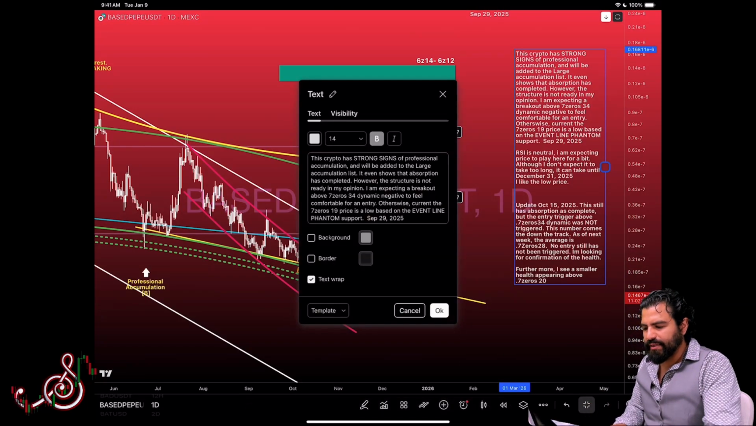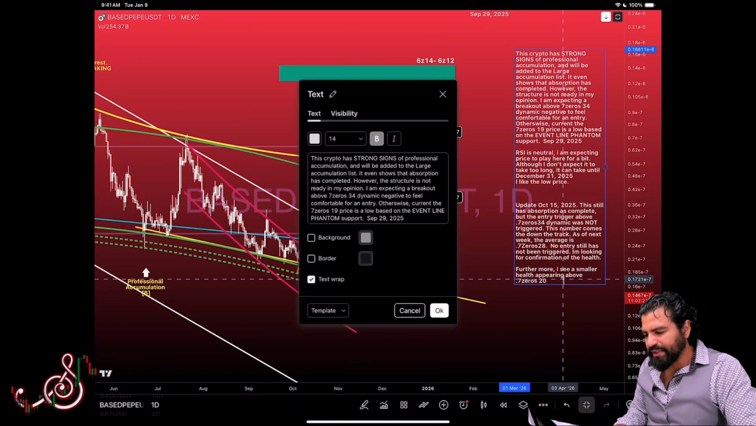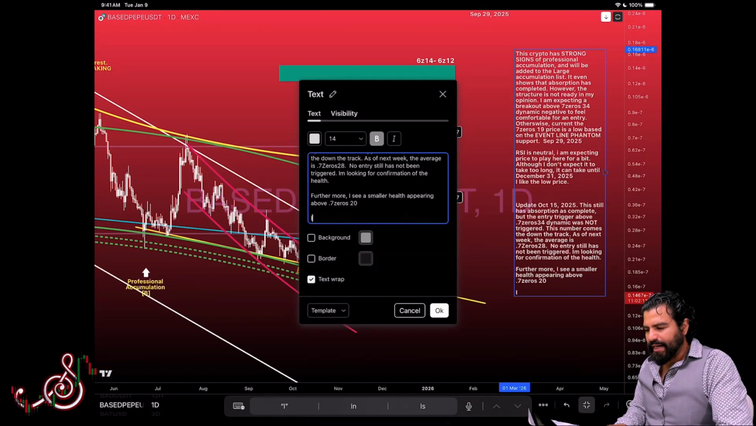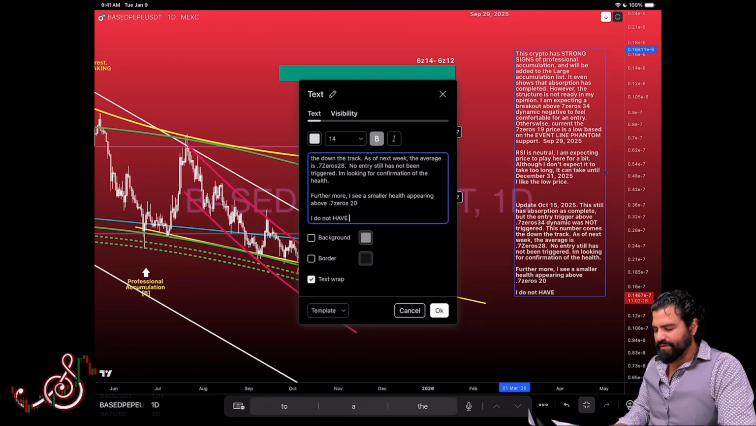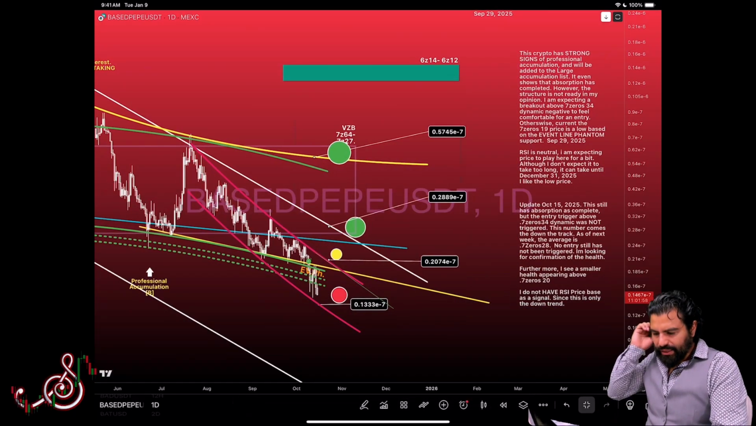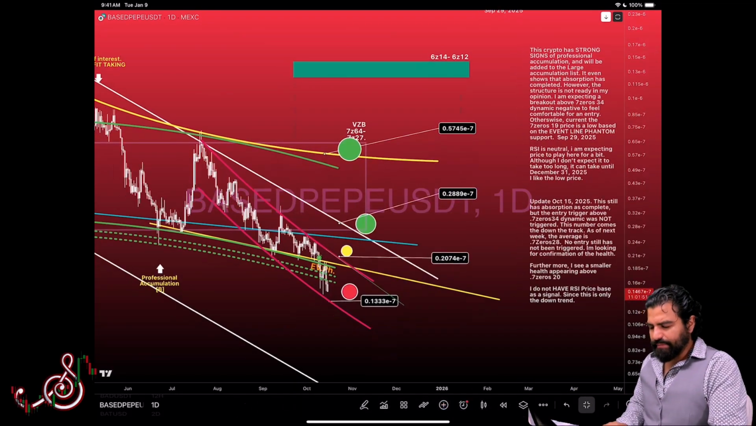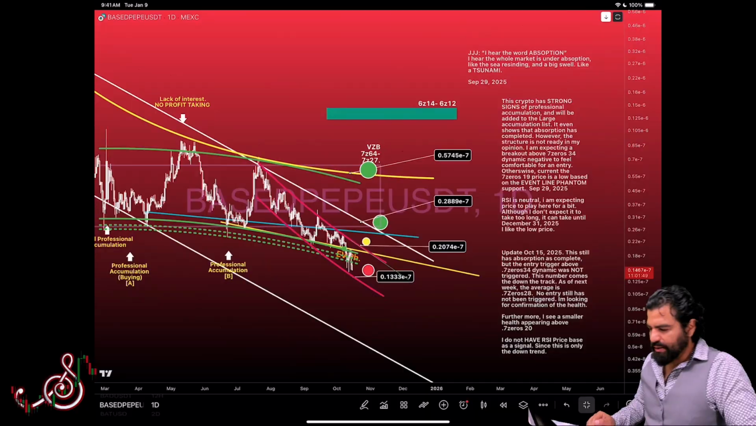And possible entry. Now I'm going to say this. So furthermore, I see a smaller health appearing above 0.7020. I do not have RSI price base as a signal, since this is only the downtrend. All right, now I'm going to look at the volume. Yeah, the volume is still quite nice. So yeah, that's all I'm going to say about this one.